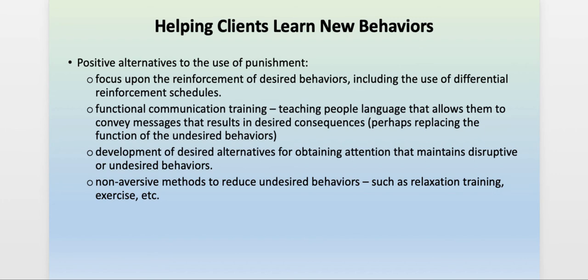Developing desired alternatives for obtaining attention. That's what I was just talking about, and non-aversive methods for reducing undesired behaviors, things that might help, such as relaxation training, exercising, getting out and running. Again, this doesn't mean make the child go out and take 8 laps around the football field to reduce undesired behaviors. That's punishment. But if it is, for instance, something to do with excessive energy, then getting the child engaged in exercise would be non-aversive and would help to reduce that undesired behavior.